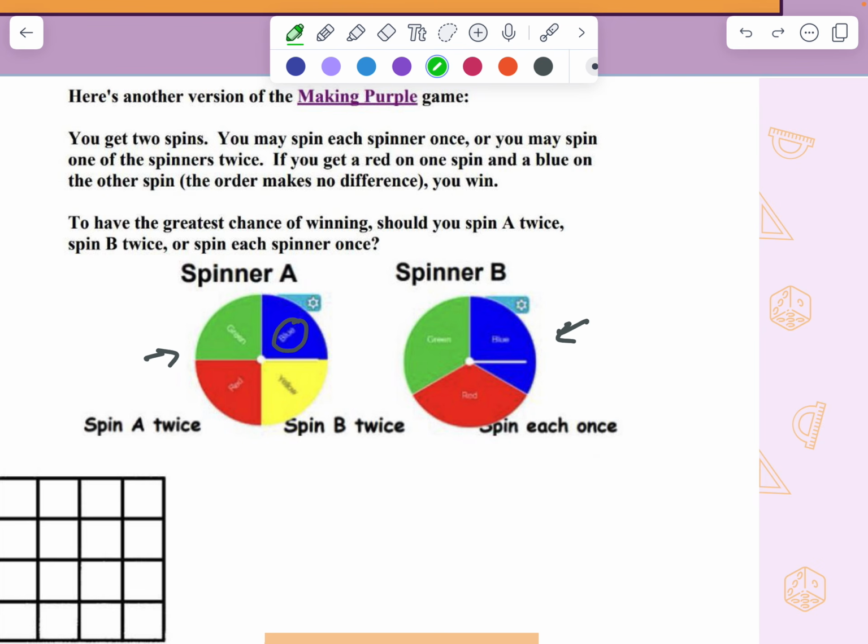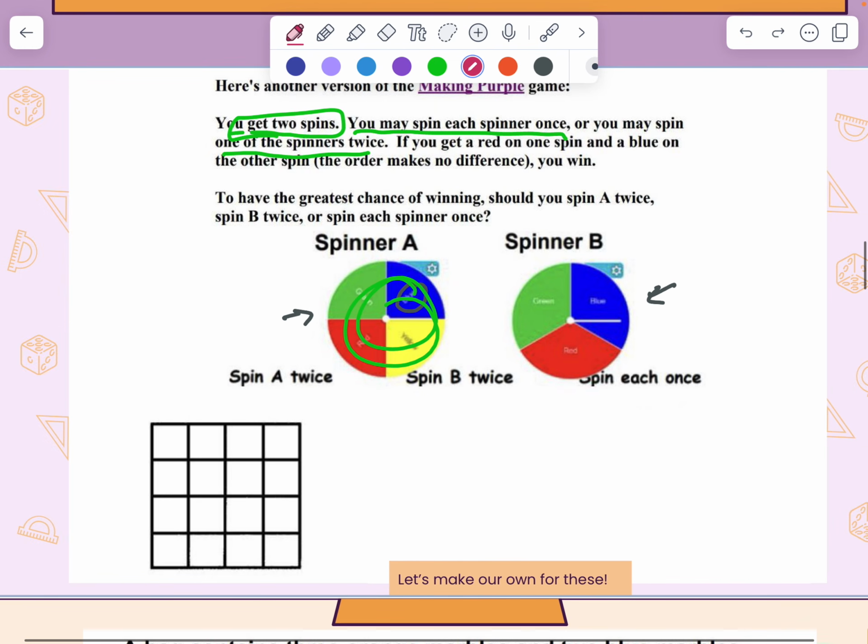Another wrinkle that I could do is you have options. You get 2 spins total. You can spin each spinner once, so you could do 1A and 1B. You could spin this guy twice, so your first spin and then your second spin is there. Or you could spin B twice. So we're going to go through those 3 options. We're going to make an area model for those and see which one is the best way for you to play. Maybe I turn it on its head and I say which is the best for me if I'm trying to make some money.